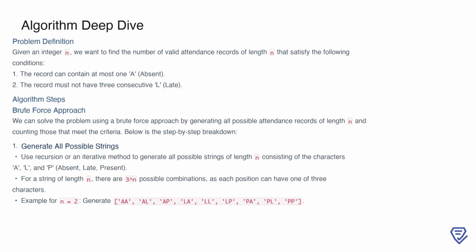This involves generating all possible attendance records of length n using the 3 possible characters, A, L, and P, where P stands for present. The total number of combinations for strings of length n is 3^n, since there are 3 choices for each position. For example, if n is 2, the possible strings are AA, AL, AP, LA, LL, LP, PA, PL, PP. This gives us a complete set of potential attendance records to work with.